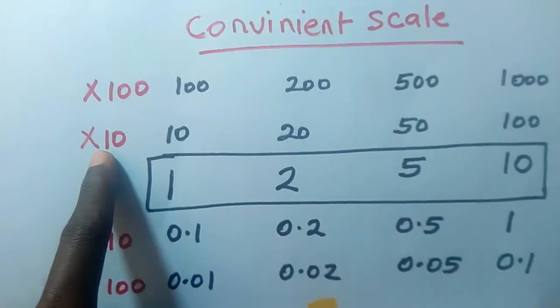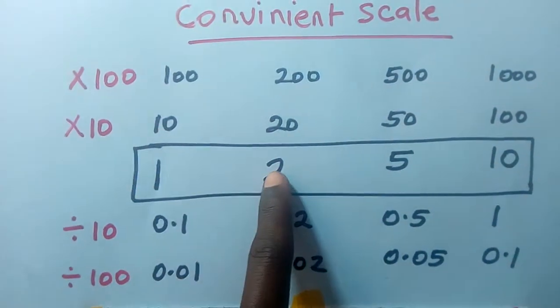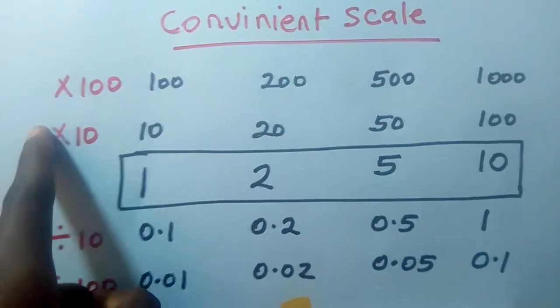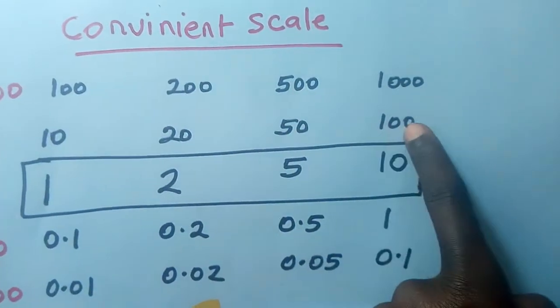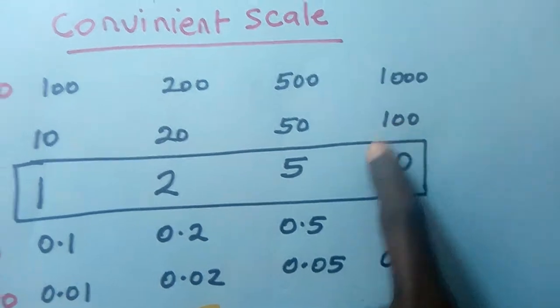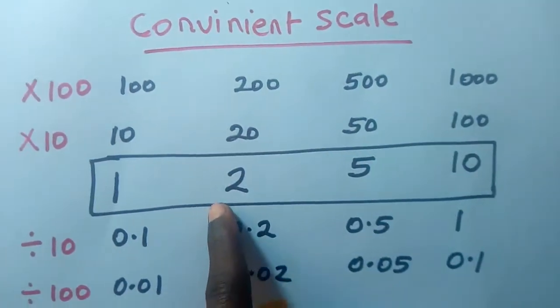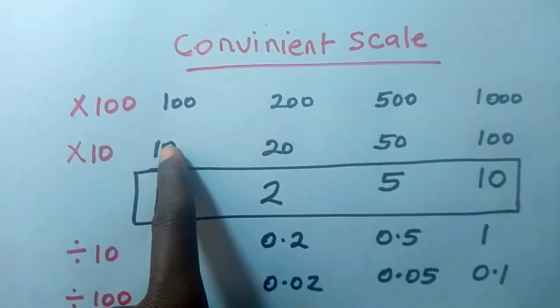1 times 10, you get 10. 2 times 10, you get what? You first multiply. You see this line? Multiplying by 10. 10 times 10, 100. 5 times 10, 50. 2 times 10, 20. 1 times 10 is 10.